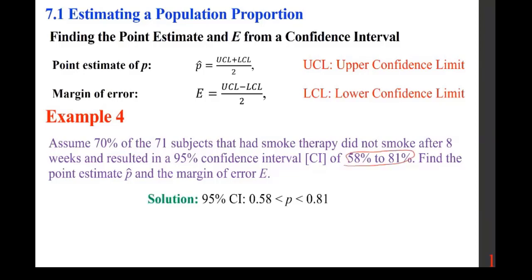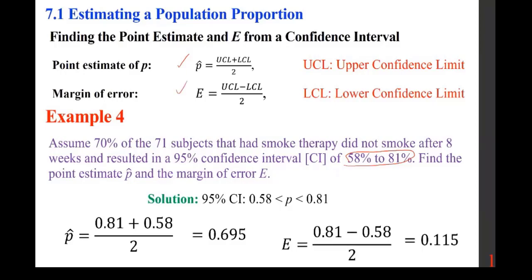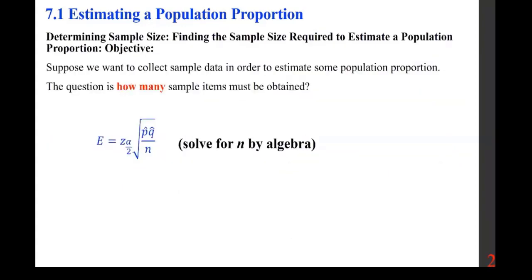That means the 95% confidence interval is this, according to this calculation. So to find p hat, we use the top formula, add the two end numbers, 0.58 and 0.81, divide by 2. And to find E, subtract and divide by 2. The next topic that is discussed here is a sample size.